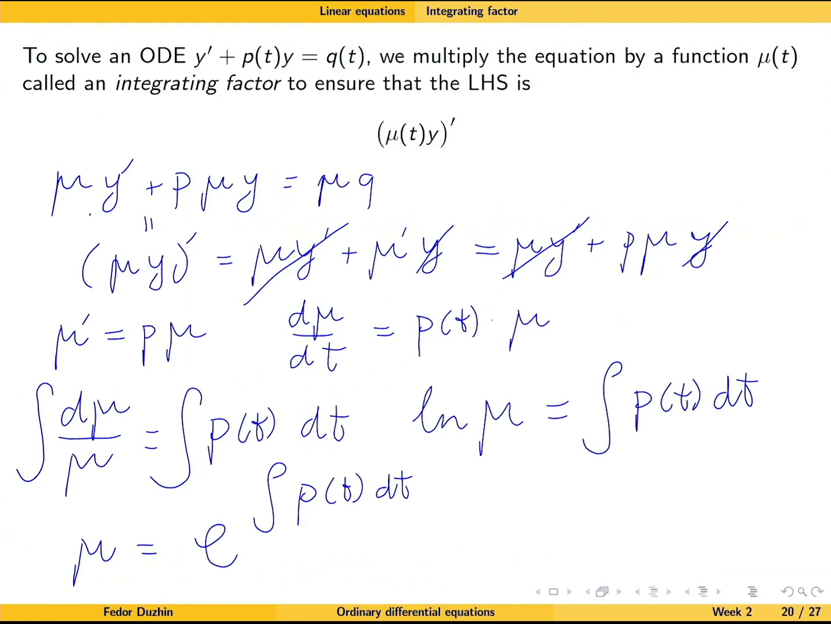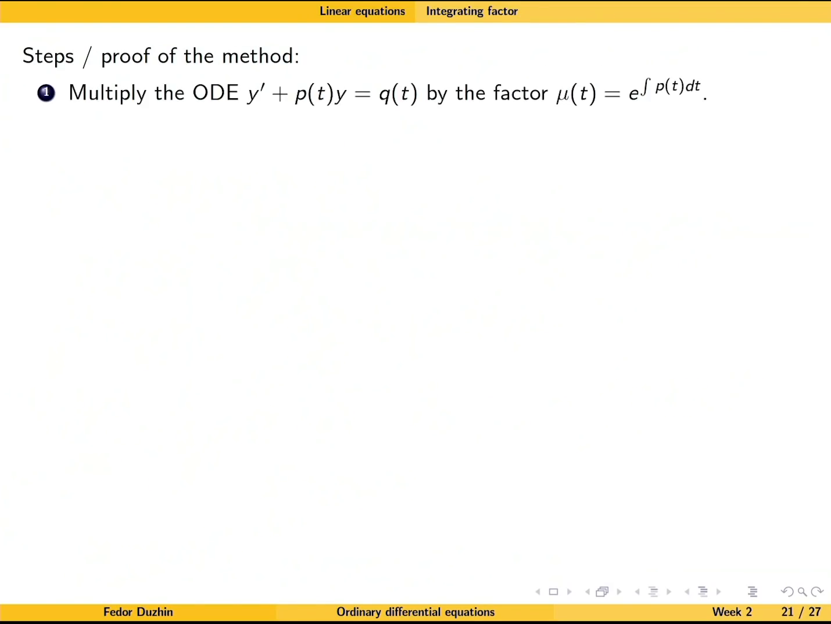And it's very easy to verify that indeed this mu satisfies this differential equation. If you differentiate it, you're going to get mu itself times p of t. Now, let us review. So the first step to solve the differential equation y prime plus py equals q is to compute this integrating factor, e to the power antiderivative of p of t dt.